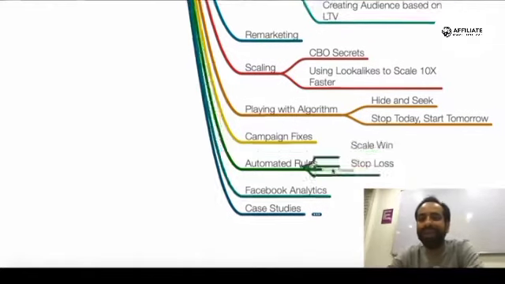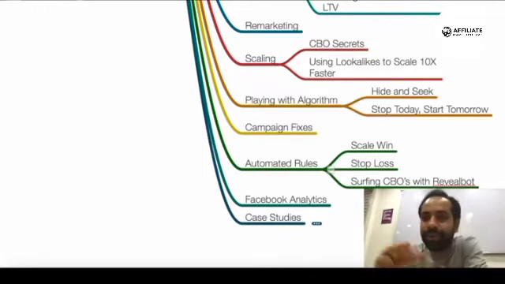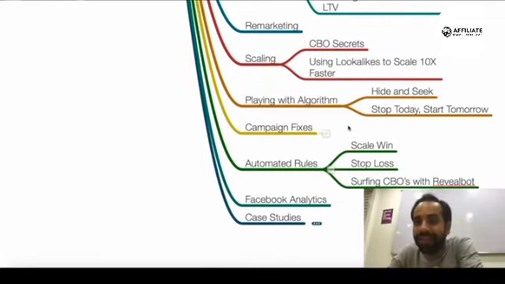Then we're going to talk about automated rules. This one is huge, right? Actually, scale win, stop loss. Then we're going to talk about surfing. People don't even understand what surfing is, to be honest. They would think, okay, going on a beach and taking a board and surfing on the waves. But it's not that surfing, honestly. It's way, way different than that. And we are going to talk about how to surf your CBOs, how to surf your ad sets, and how to surf your campaigns. Okay, it's a secret. It's a tiny little secret which people don't understand. And this is going to actually help us automate every single thing of our Facebook account.